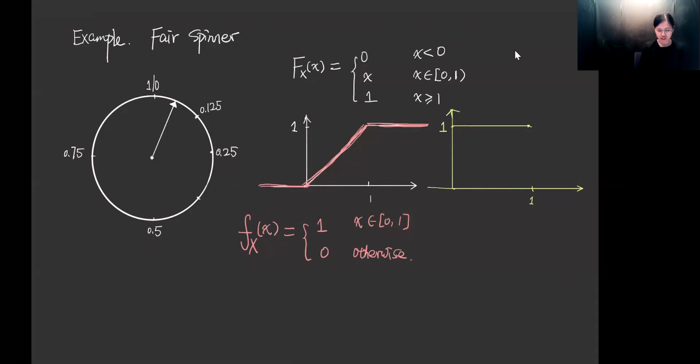And the PDF can be drawn on the graph as well. So this second graph describes the PDF. The horizontal axis is x, the vertical is the PDF, the probability density function of x. That function is 0 outside the 0, 1 interval and is flat at 1 on that interval. So that is the PDF.